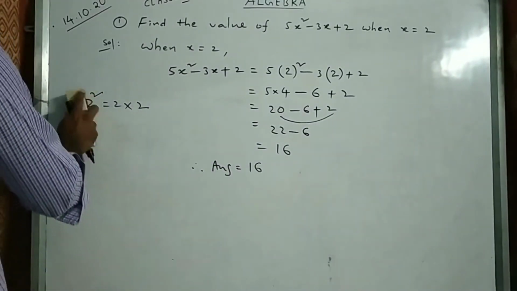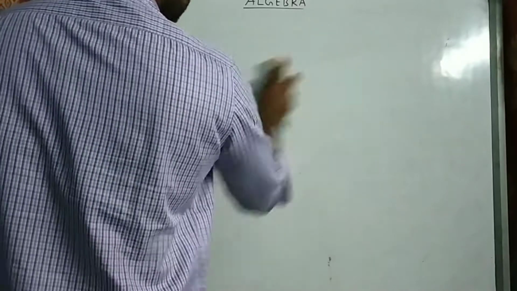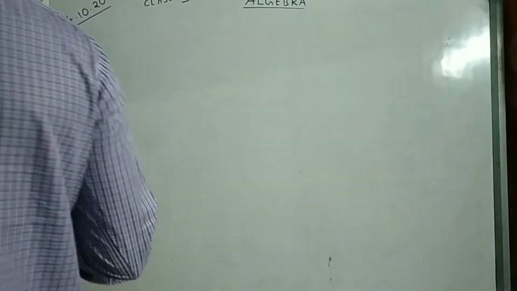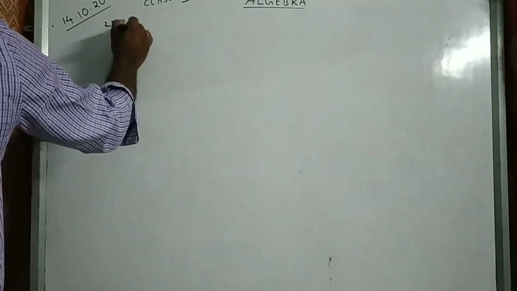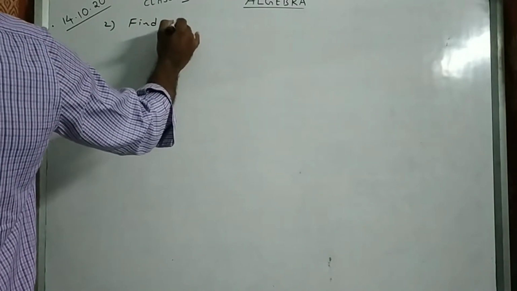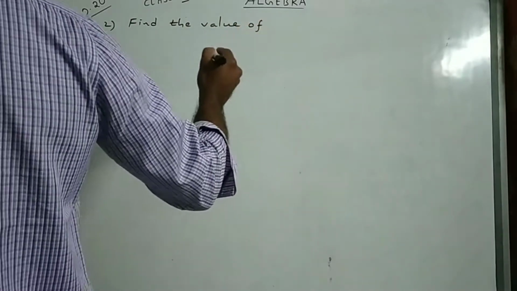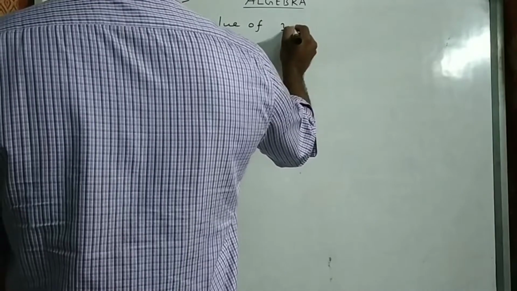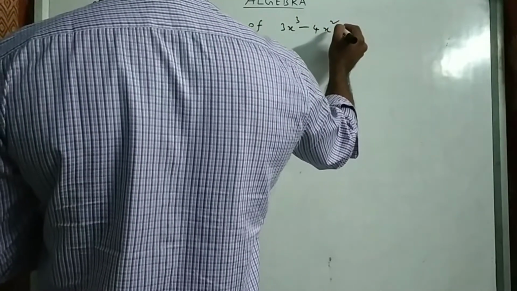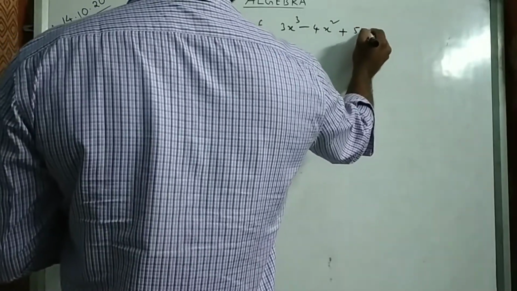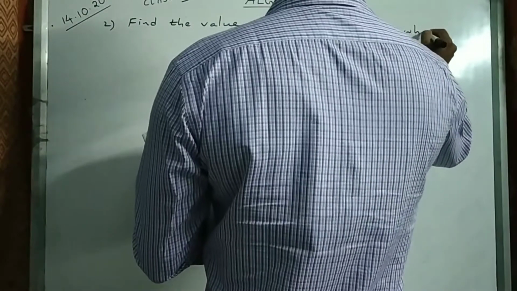We will see one more. Find the value of 3x cube minus 4x square plus 5x minus 6 when x equal to minus 1.